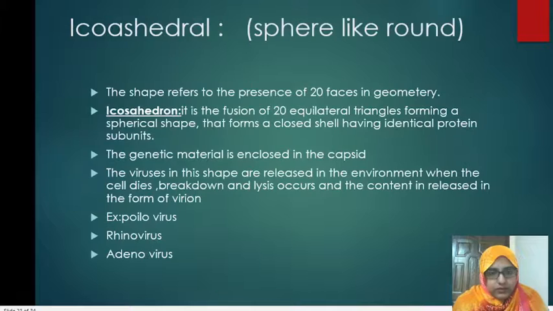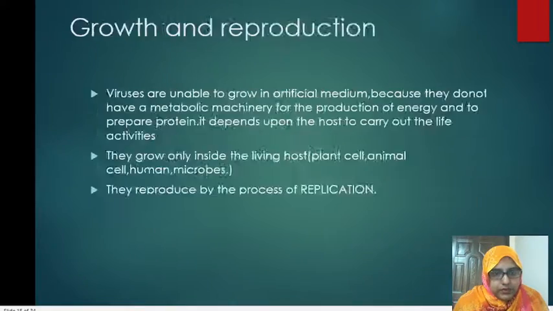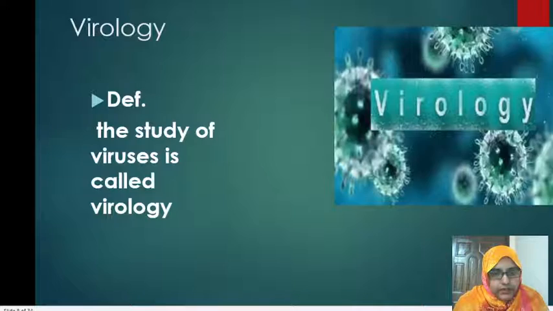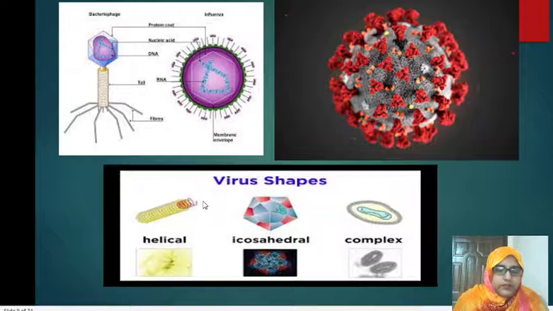Okay, I will show you the structure. Here is the helical structure. You can see here a spring-like arrangement. These are basically called capsomeres, and the center contains nucleic acid in it, either in the form of a double stranded structure called DNA or in the form of RNA.